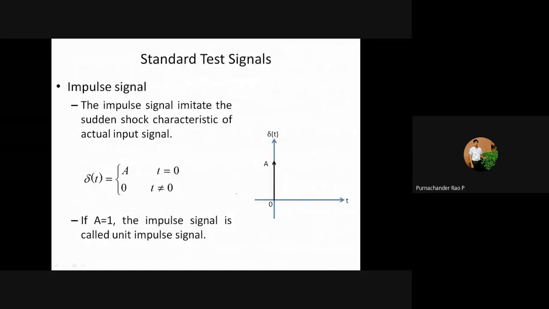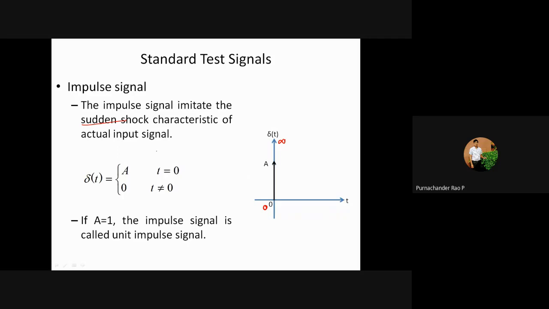Okay, these are the standard test signals. You may be asked to write about the standard test signals. The first signal is the impulse signal. The impulse signal has the mathematical representation delta of t. This represents a sudden shock. That means at time 0, the magnitude goes to infinity.